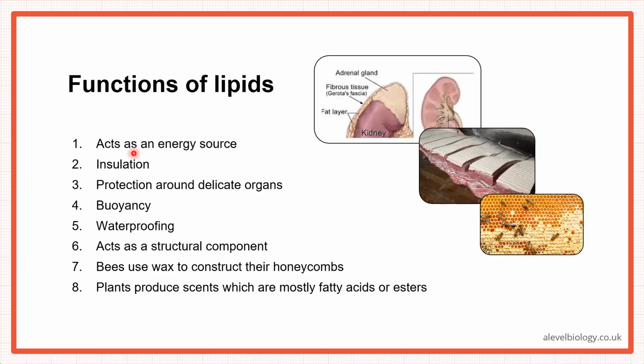Then there are a few more. We talked about energy source, insulation, and protection around delicate organs. You can see the kidney and this outer fat layer, so it gives support there. Then buoyancy, waterproofing, and acting as a structural component also. Bees use wax to construct their honeycombs, and they have shown you this honeycomb here. Plants produce scents which are mostly fatty acids or esters. These are a few functions of the lipids. Just read through them.